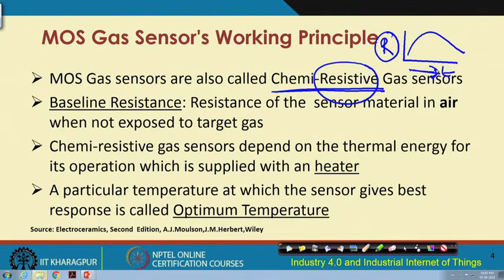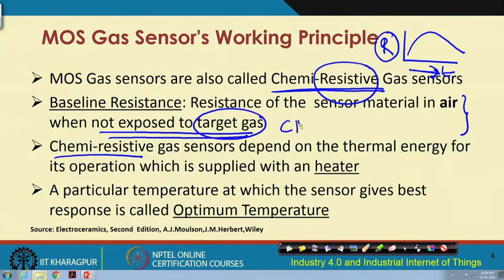So, basically we need to understand this chemi-resistive property, but before that we need to understand the concept of the baseline resistance. This is basically the resistance of the sensor material in air when it is not exposed to the target gas. So, this target gas could be, let us say, methane, right. So, when it is not exposed to methane, what is the baseline resistance? This is something that is required to be calculated, or you need to have this information.